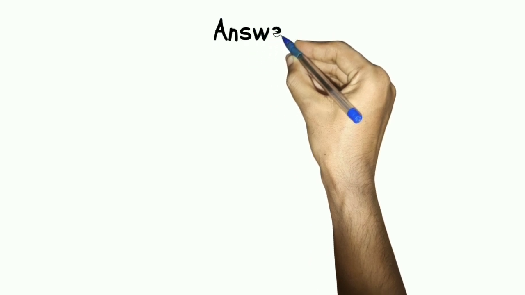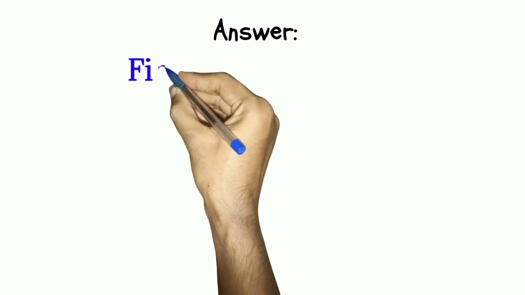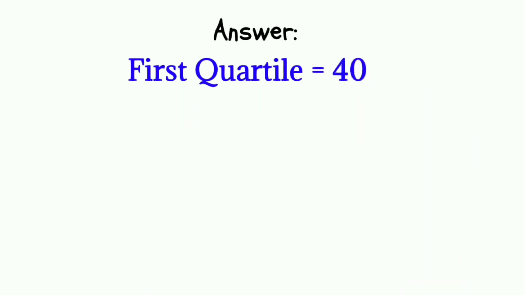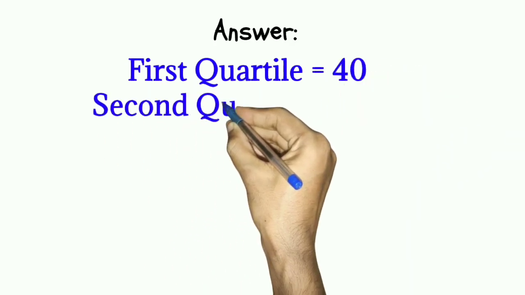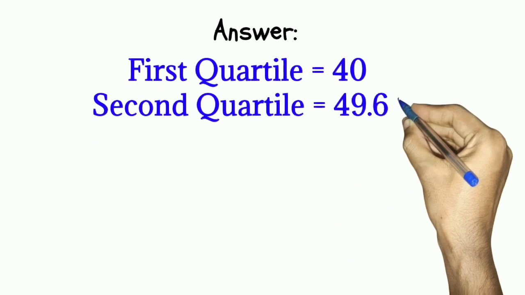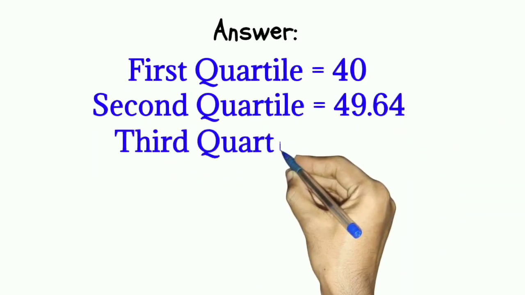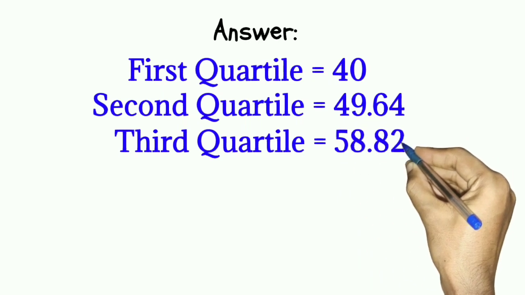Therefore, after following all the steps, the first quartile is equal to 40. The second quartile is equal to 49.64. And the third quartile is equal to 58.82.